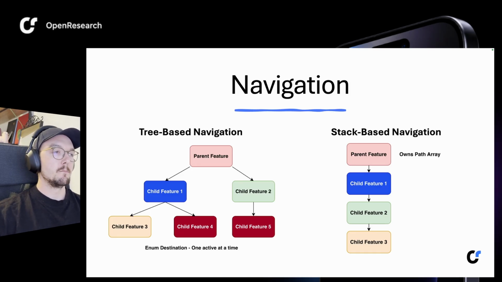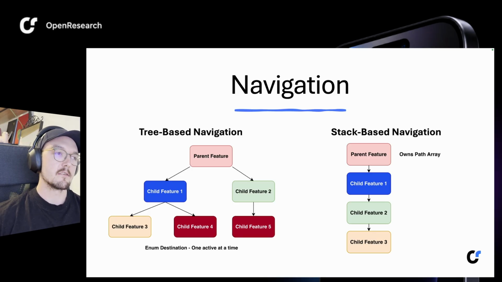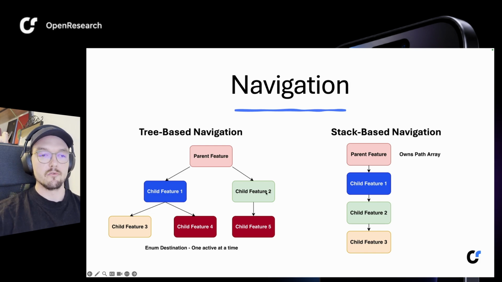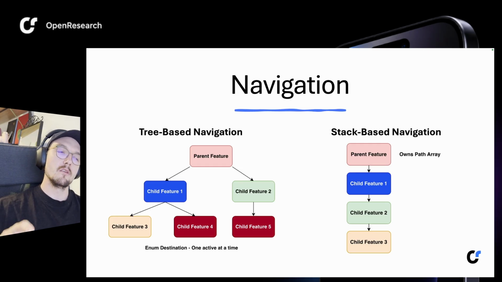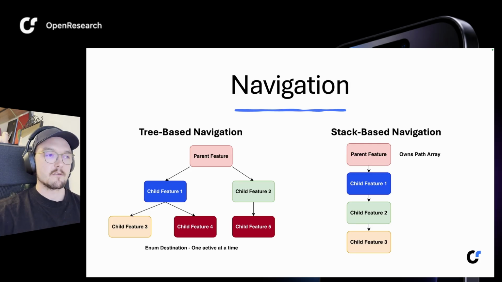A tree-based navigation means you have a feature that is just a screen, for example a root screen, and the feature knows, okay, from this screen I can navigate to child feature 1 and child feature 2. So you specifically define in your parent feature, I can go to feature 1 or 2. And the child feature then, when it's pushed, also knows I can go to child feature 3 or child feature 4. So each screen and each store of the screen is responsible for the navigation targets.